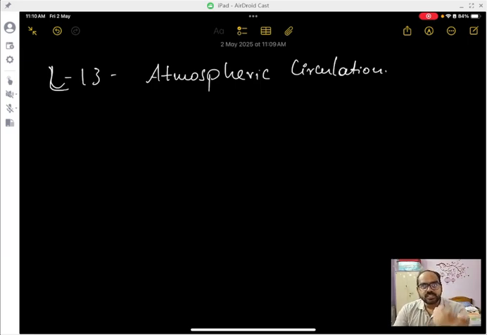Atmospheric circulation is nothing but some constituents circulating in the atmosphere. What are those constituents? It is the wind. What is wind? Air set in motion is called wind. What is air? Air is a constituent which consists of gases, water vapor, and dust particles. When it is set in motion, when it moves horizontally, it is called wind. The circulation of this wind in the atmosphere is called atmospheric circulation.